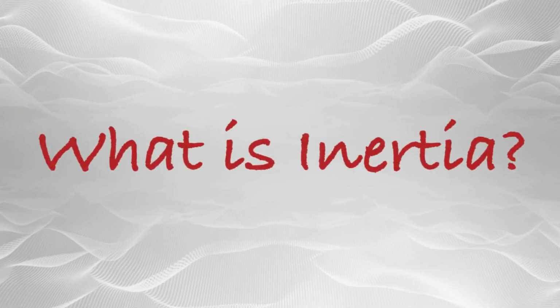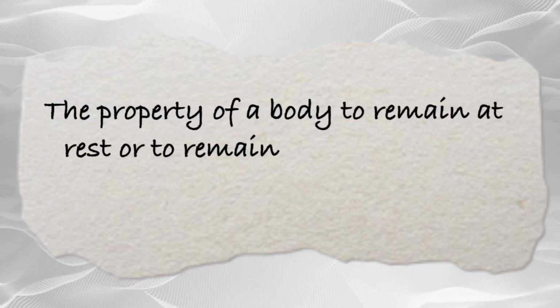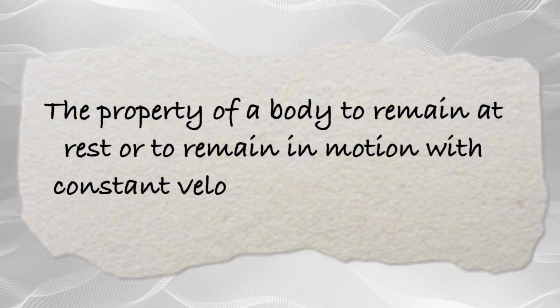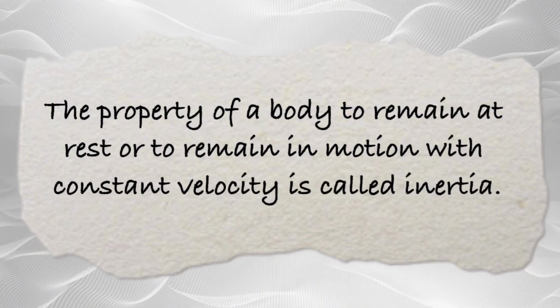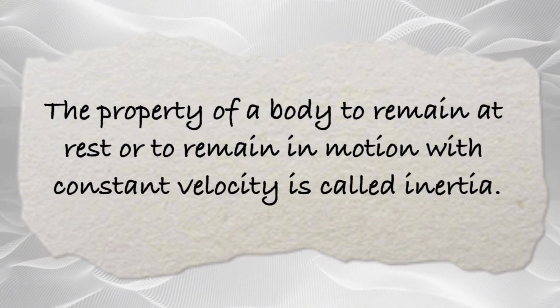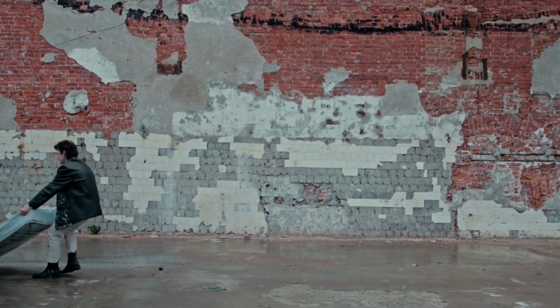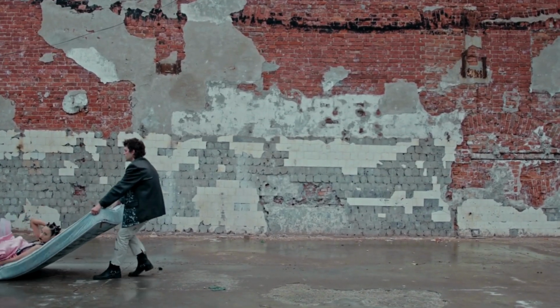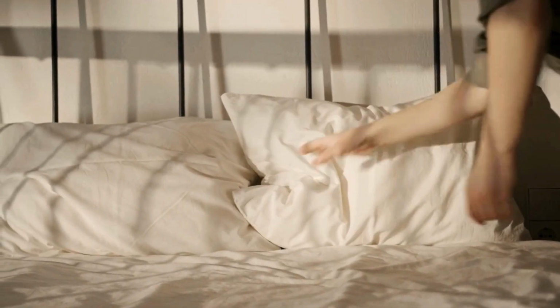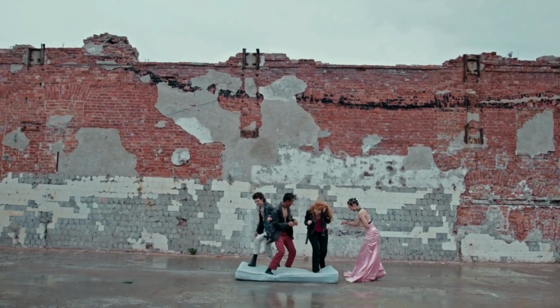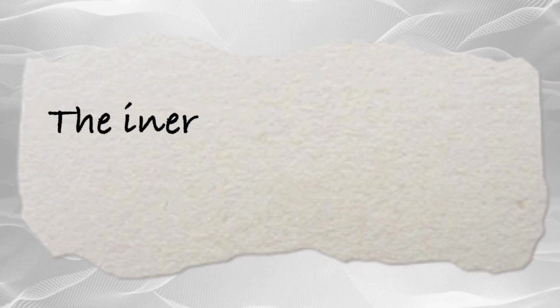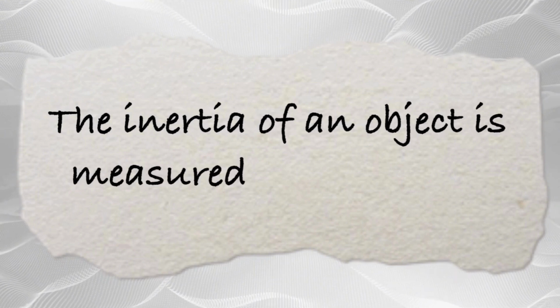But what is inertia? The property of a body to remain at rest or to remain in motion with constant velocity is called inertia. Some objects have more inertia than others. For example, a big mattress is harder to move from rest than, for example, a small pillow. What is the difference between a mattress and a pillow that would cause one of them to have more inertia? The answer is mass. The inertia of an object is measured by its mass.